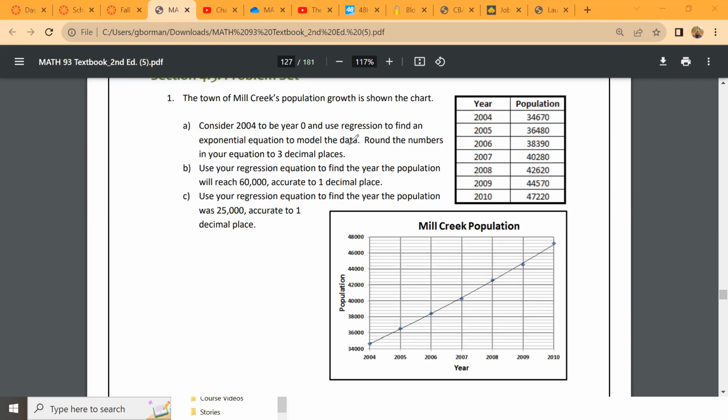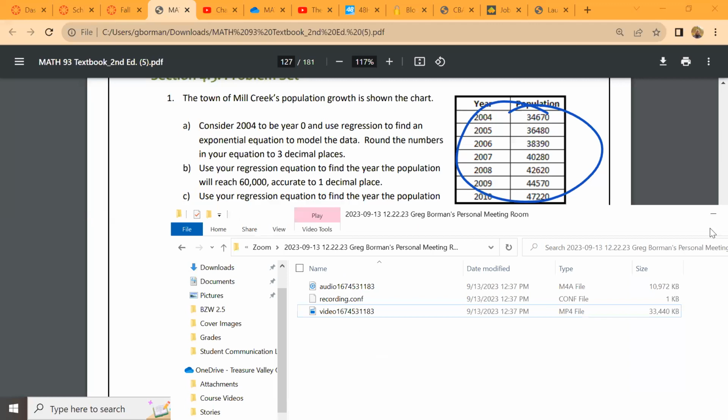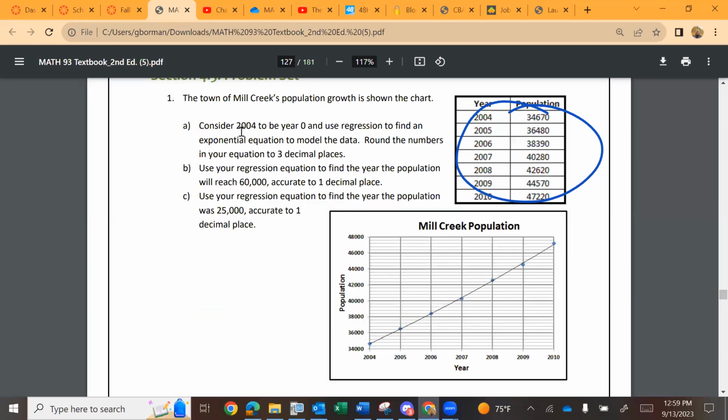In the last video, we used this exact same data, so I thought, you know what, I'm just going to do that again. Consider 2004 to be year zero. We saw that before. Use regression to find an exponential equation to model the data.